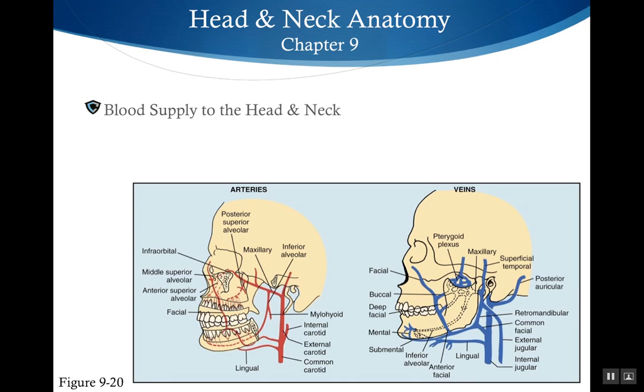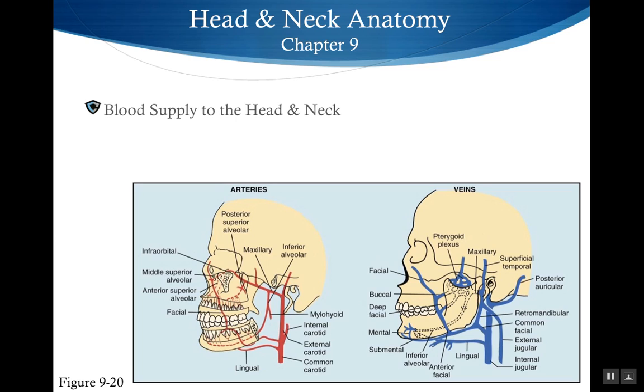Another branch of the external carotid artery is the lingual artery. So there's the facial artery. The next is the lingual artery, and that has several branches. As the name suggests, it supplies blood to the tongue, the floor of the mouth, the gingiva on the lingual side of the mandible, and also a portion of the soft palate and the tonsils.